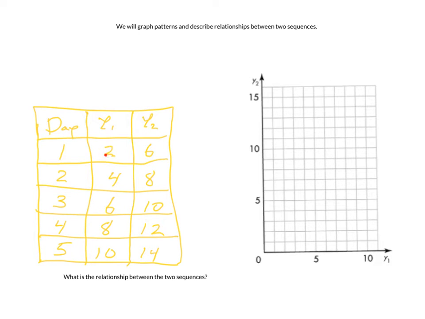So for day 1, we have 2 for y1 and 6 for y2. And then 4 and 8, 6 and 10, 8 and 12, and 10 and 14.